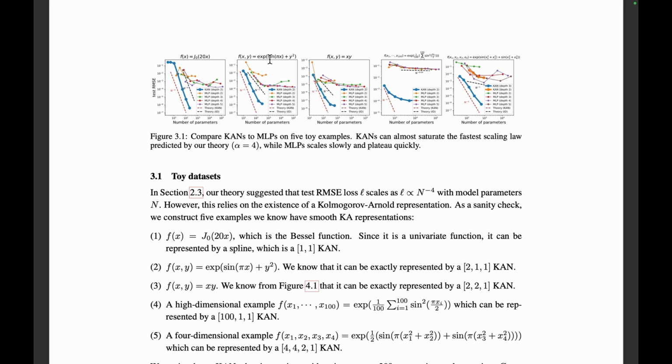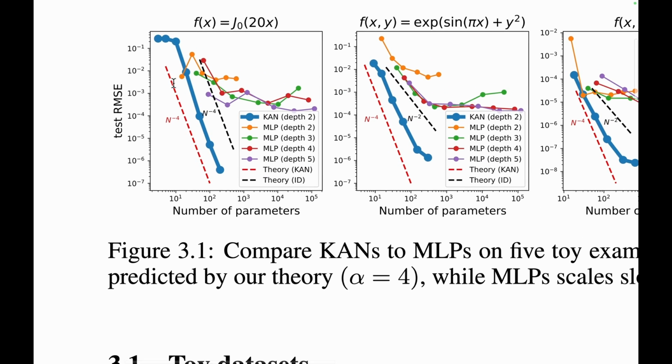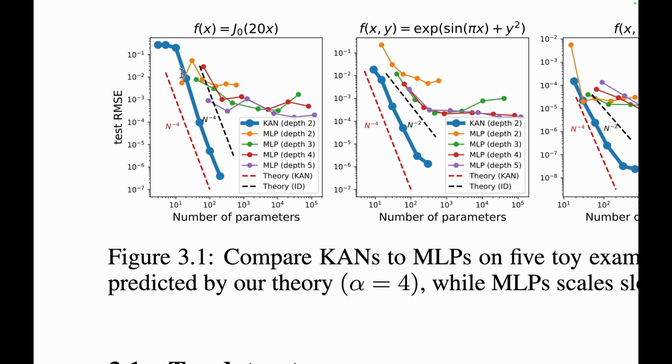have different equations that are mentioned here. So in all 5 cases, the results confirm the same things. One is that MLP scales slowly compared to KANs, and MLPs plateau quickly. What that means is that this dark blue curve is the KAN, and we can see that it requires very few parameters in the first place. So what we achieve with fewer parameters, we need a lot more parameters when it comes to MLP.